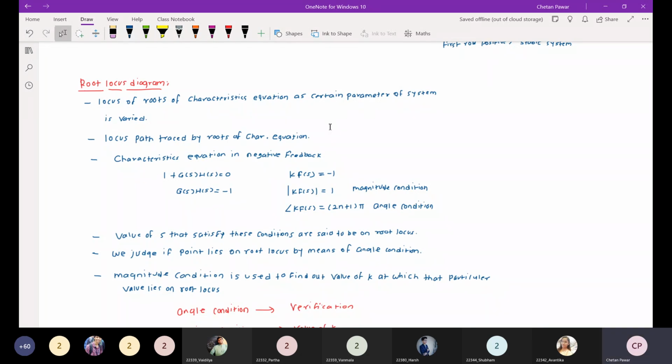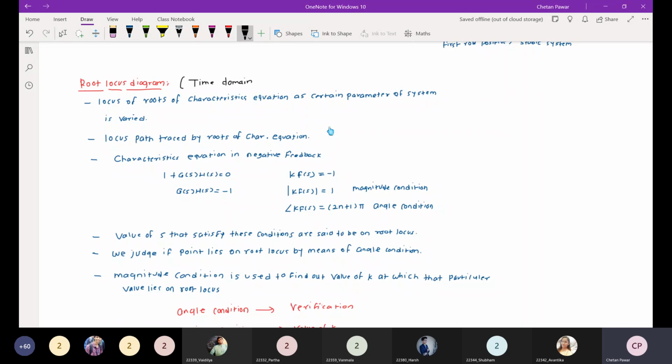Okay, so this technique is also used to determine the stability of a system as the value of K gets changed, or the value of any system parameter gets changed. So this is a time domain technique. It is important. Why is it called a time domain technique? Because generally root locus is plotted on the S plane.